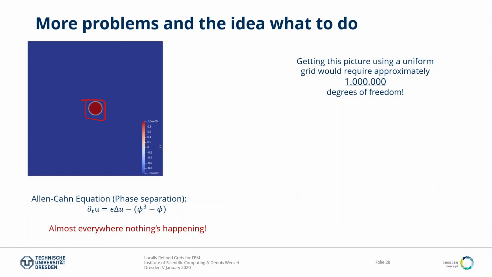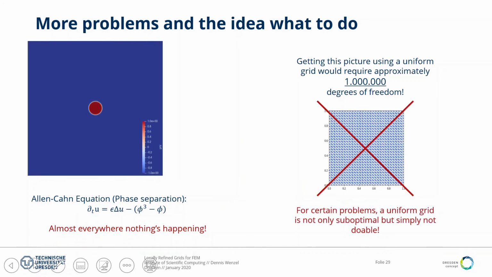But that's kind of pointless because it just takes so much time to solve a system of this size, 1,000 times 1,000. And also it's complete nonsense because in most of the domain we're not doing anything. So we can get to points where for certain problems, uniform grids are not only a bad choice, but a really bad choice because it's just not doable to solve the problem with it. Imagine solving a time-dependent problem like this with a system of this size in each time step. That's just not happening.